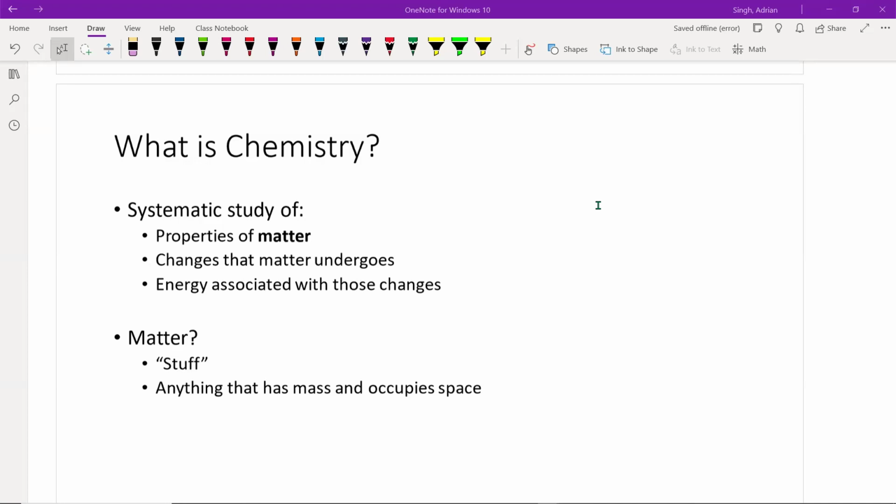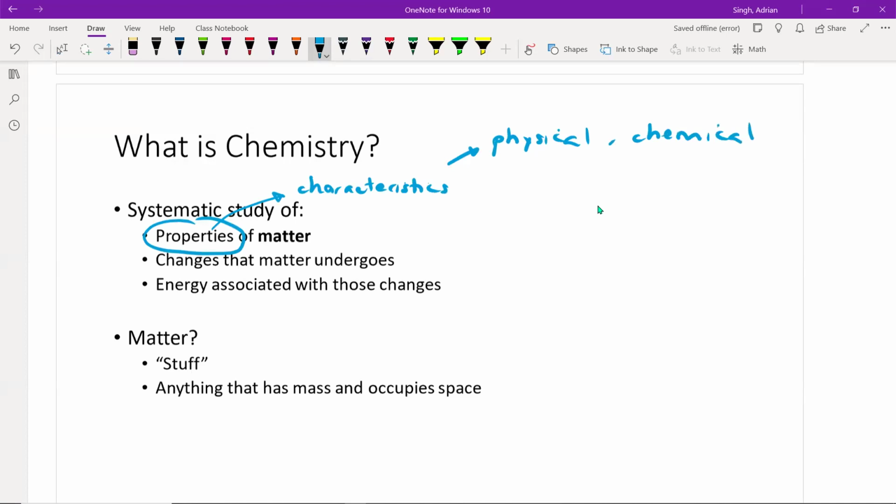And we've heard of chemistry before, I'm fairly certain. What it is, it's a systematic study of the properties of matter. So when we talk about properties, really what we are referring to here are characteristics. Properties are just another name for characteristics. So that'll be things like their physical characteristics, physical properties, and then also their chemical characteristics and chemical properties. And that's really the main focus of chemistry: chemical properties, chemical characteristics of matter.